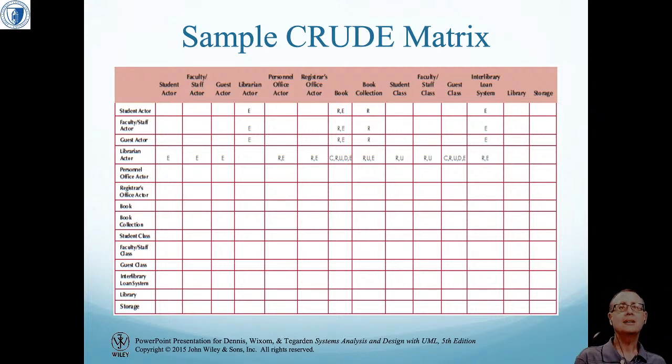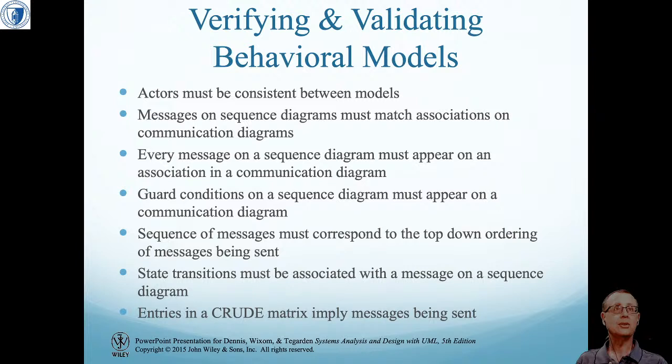Looks like the library actor and the student actor have an E or execute relationship between them. The library actor and the personnel office actor have a read and execute. The library actor and a book have all 5, CRUDE. And the aim is to just fill out each box in this matrix with whether the items or the objects concerned are related by one of those 5 operations.